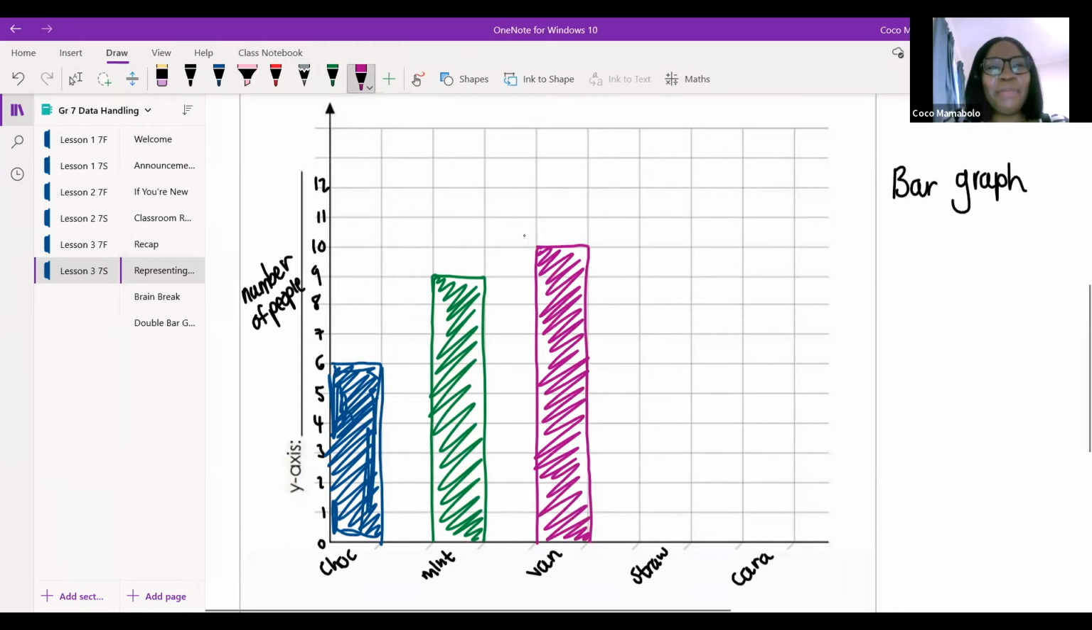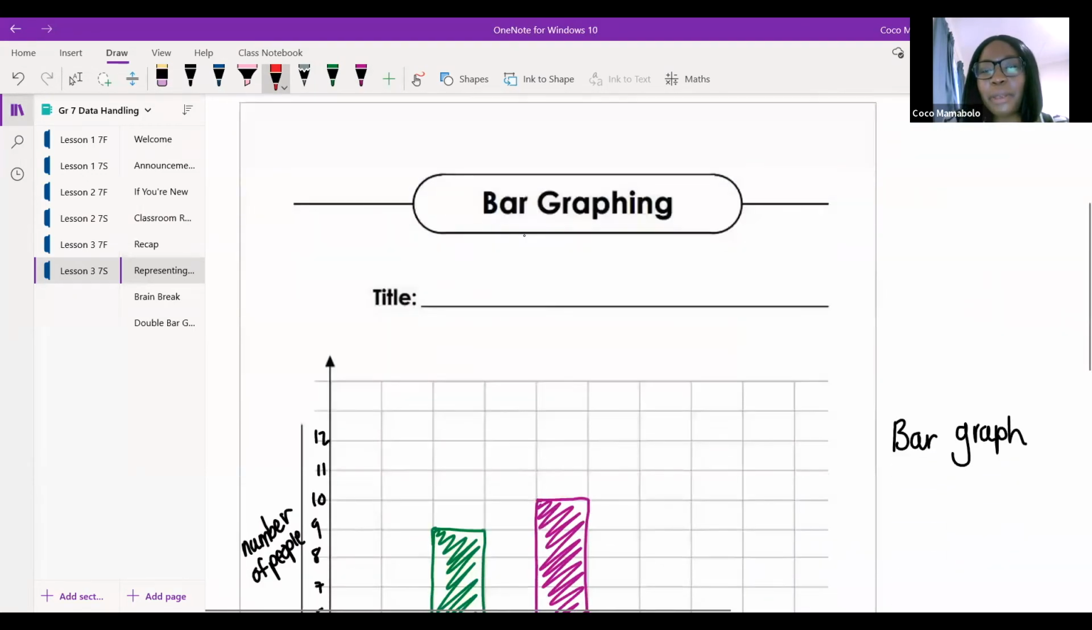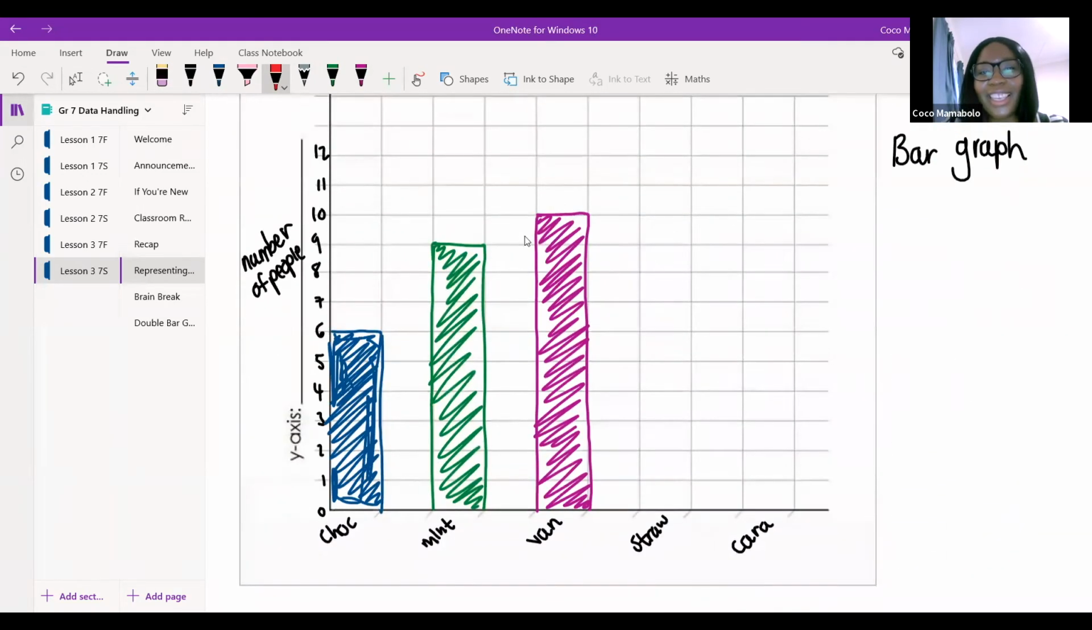Vanilla at 10 people, strawberry at 3 people, and then caramel at 7. Okay, so strawberry at 3. Right, Titan? That's what I was saying. I was like, okay, caramel at 7. There we go.